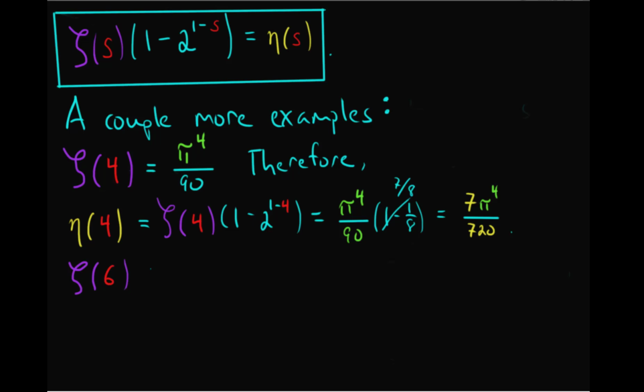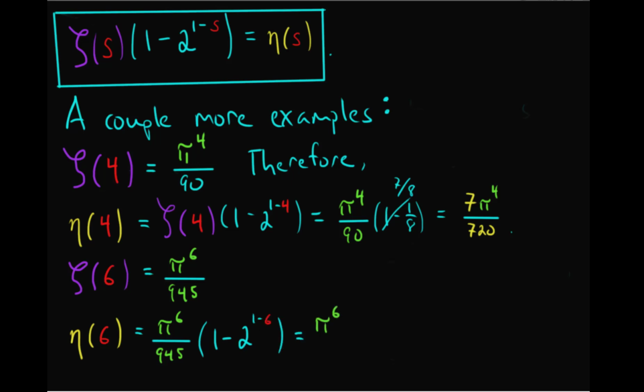We know that zeta of 6 equals pi to the 6th over 945. So then we can derive that eta of 6 equals pi to the 6th over 945 times 1 minus 2 to the 1 minus 6, or 1 minus 2 to the negative 5. Well, 2 to the negative 5 is 1 over 32. So we get that eta of 6 equals pi to the 6th over 945 times 31 over 32. And I'll leave off the computation there.